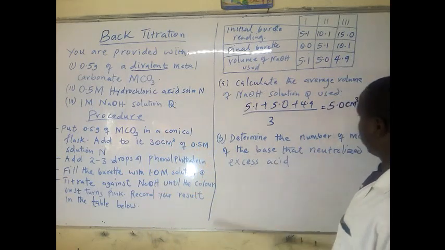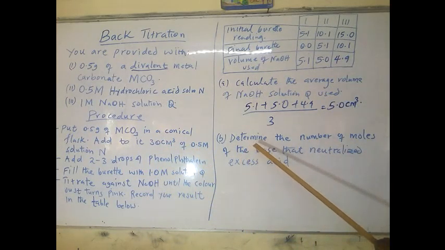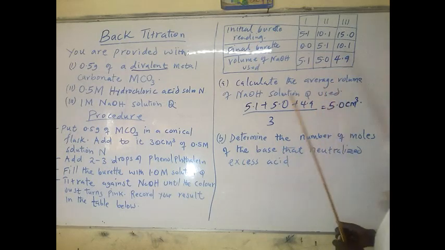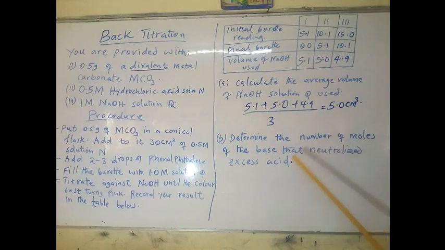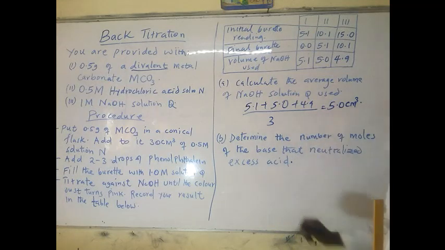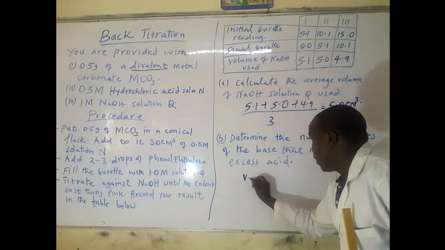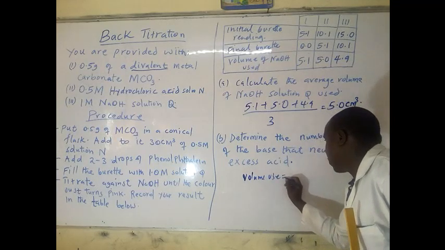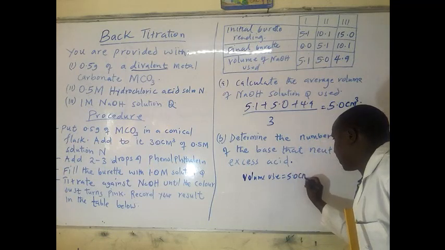So let us go to question B. Determine the number of moles of the base that neutralized excess acid. So we want to calculate the number of moles that reacted with excess acid. So what we have is the volume of sodium hydroxide. We have the volume used equal to 5.0 centimeters cubed.